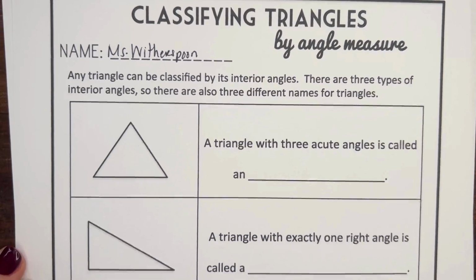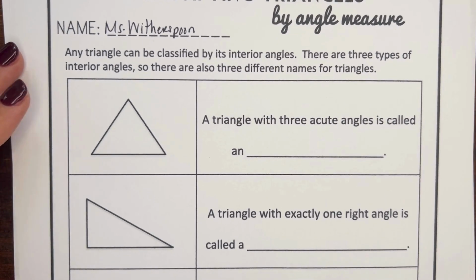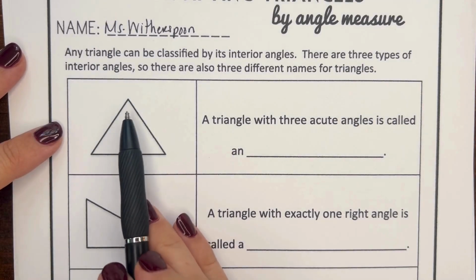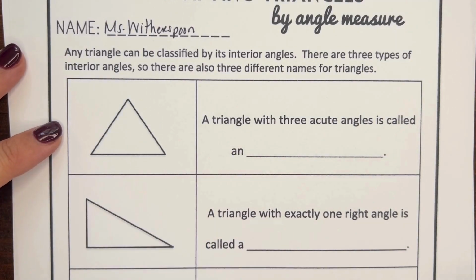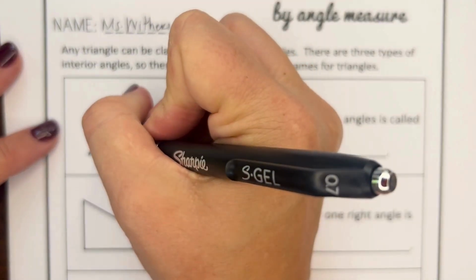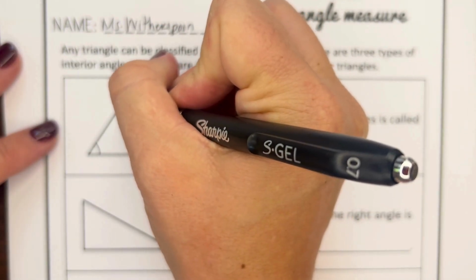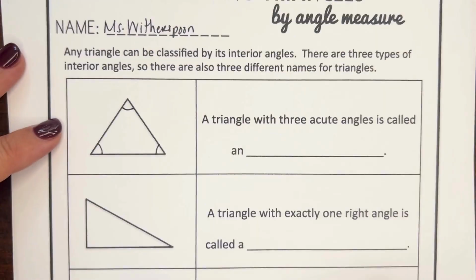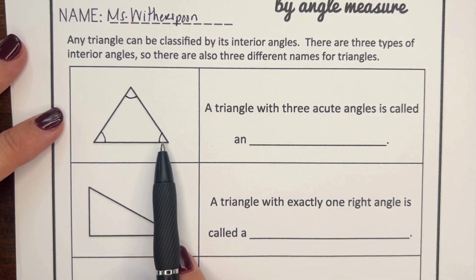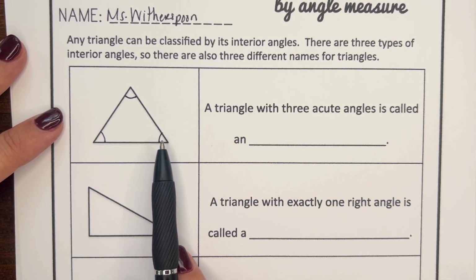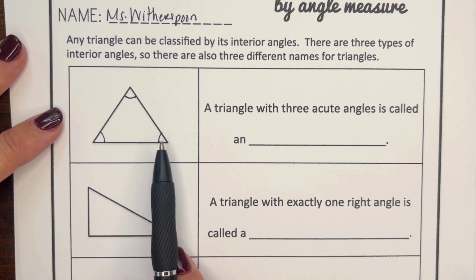The first thing we want to do when we name any triangle is to figure out what kind of interior angles it has. That means what kind of angles the triangle has on the inside. So if we look at these 3 angles, we're going to check in with each one of them and decide if it's acute, right, or obtuse. Remember, acute means less than 90 degrees, right means exactly 90 degrees, and obtuse means more than 90 degrees.